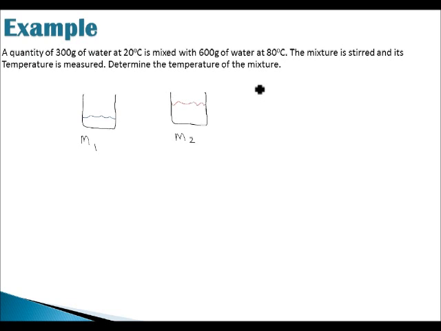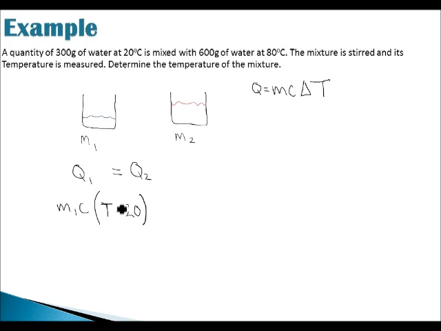Okay, the equation for specific heat capacity is just that the heat is the mass times the specific heat capacity times the change in temperature. So here we have Q of mass 1 is equal to Q of mass 2. We write that down as mass 1, c, which is the specific heat capacity of water, times the change in temperature. So we have the final temperature T minus 20, the higher temperature minus the lower temperature.